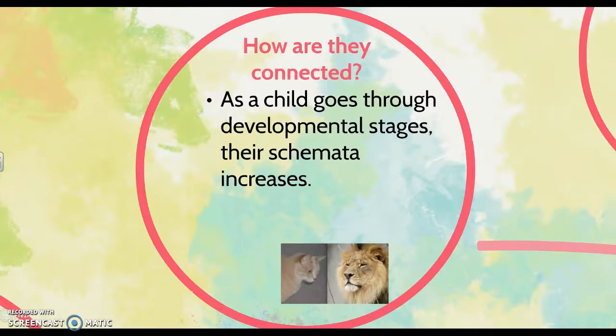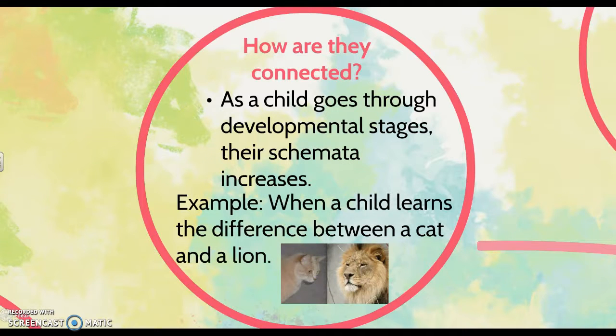So how are the cognitive constructivism theory and the schema theory related? As a child goes through developmental stages, their schemata increases. For example, when a child first learns the difference between a cat and a lion, at the beginning developmental stages, they might believe that a house cat is the same as a lion. They assume this because they know that the two animals may look similar regardless of size.